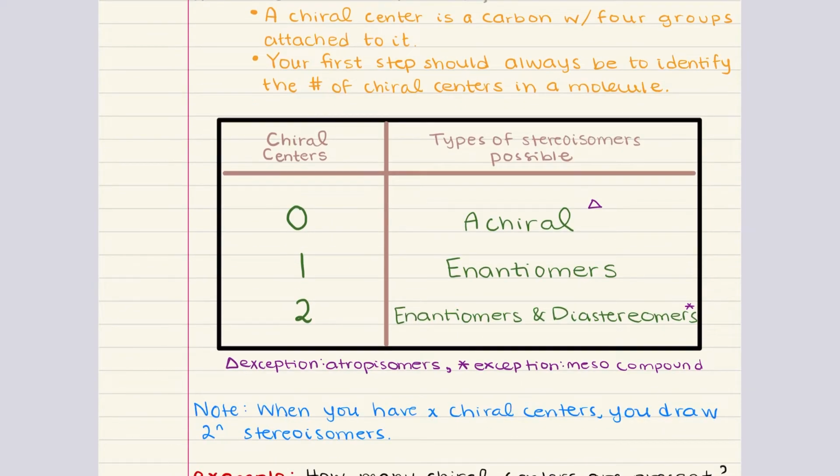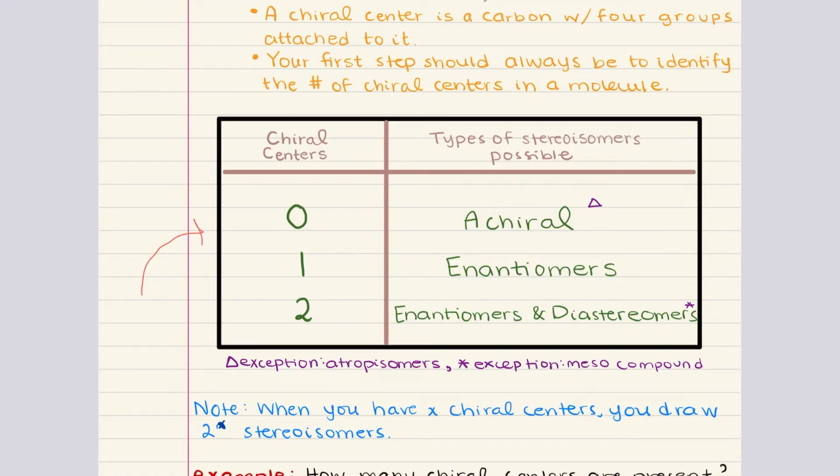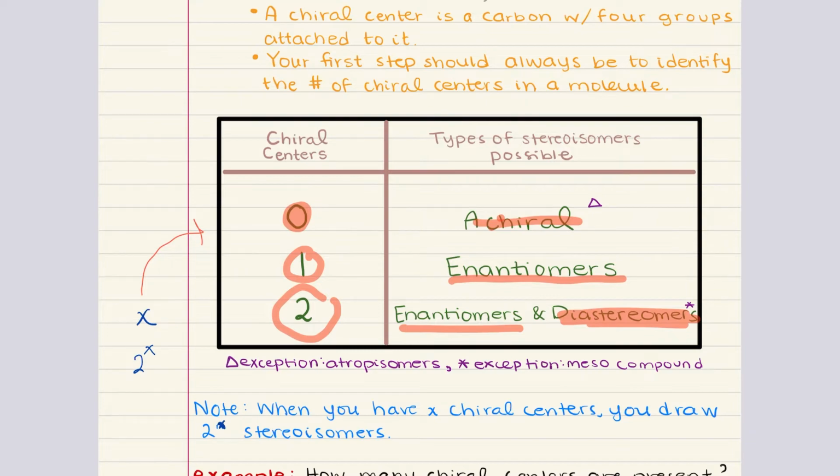To better understand how the number of chiral centers relates to stereoisomers, let's take a look at this table here. If a molecule has 0 chiral centers, then it is achiral, meaning it lacks chirality and it does not have stereoisomers based on chiral centers. If a molecule has 1 chiral center, it can form enantiomers, which are non-superimposable mirror images. With 2 chiral centers, the molecule can form both enantiomers and diastereomers, which are stereoisomers that are not mirror images of each other. A useful rule to remember is this: when a molecule has X chiral centers, it can form up to 2 to the power X stereoisomers. However, there are exceptions, and we're going to cover those exceptions a little bit later.